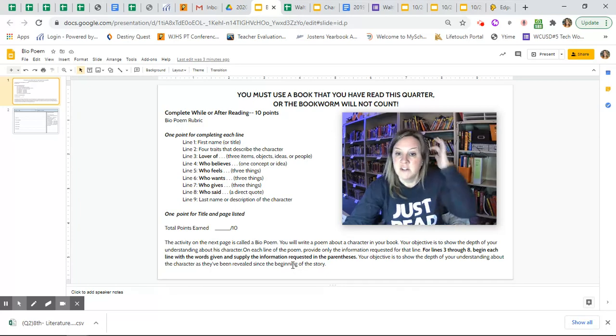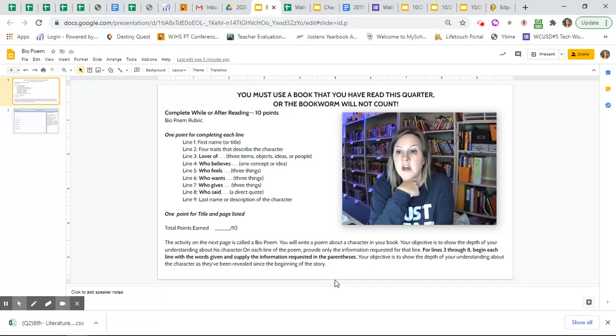On the next page, you'll see the bio poem. You will write a poem about a character in your book. Your objective is to show the depth of your understanding of this character. On each line of the poem, you will provide only the information requested for that line. For lines 3 through 8, you will begin each line with the words given and supply the information requested in parentheses.